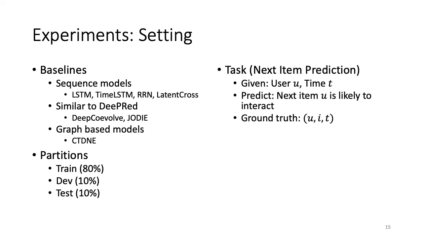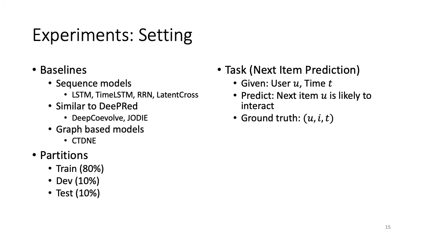The setting of the experiment is as follows. We compare our method with 3 families of methods. First, we have sequence models. These are different flavors of RNN. Second, those similar to DeepRed. These are the recursive methods which we mentioned at the beginning. Finally, we have a method for general temporal graph embedding. The datasets are partitioned by respecting the order in time, and the first 80% is used for training, the next 10% for validation, and the final 10% for testing.